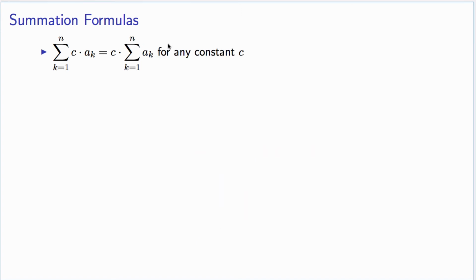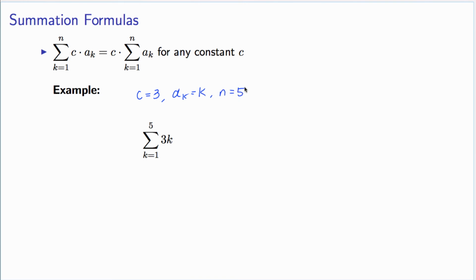Let's look at one more formula. Here we have that for any constant c, the sum of some constant times an expression involving k is equal to c times the sum. In other words, you can pull a constant outside of your sum. Again, let's look at an example. Here I have the sum from k equals 1 to 5 of 3k. So here my c is equal to 3, my expression a sub k is just k, and my n is equal to 5.